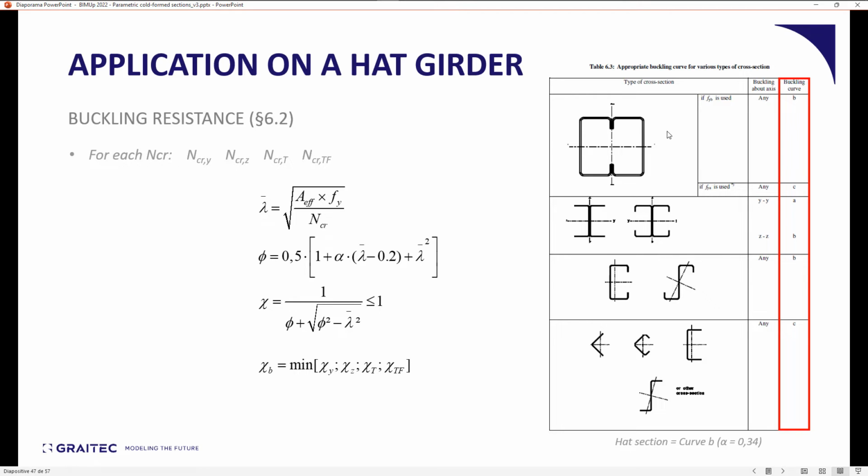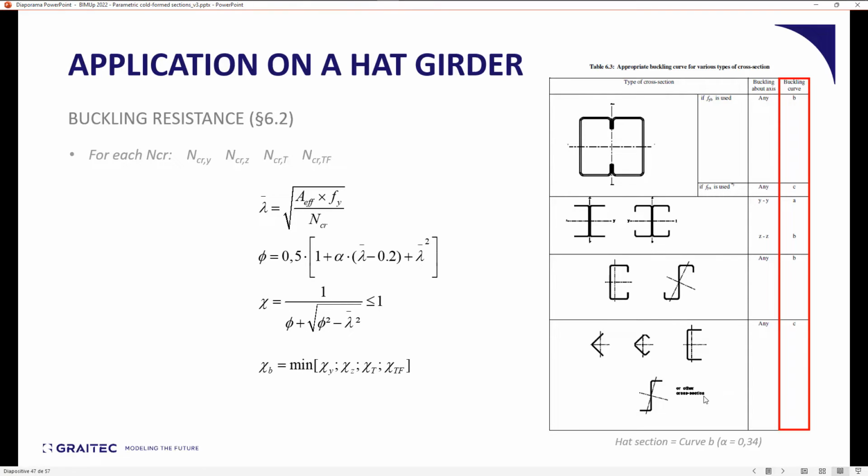But as you can see, the hat section is nowhere to be found in this table. We've got channels, Z sections, angles, but the hat section is not featured. So at first I thought we were supposed to go with curve C, as in other cross sections, but we asked around, and it turns out for a hat section you can go with curve B, which is better because the alpha parameter is in fact smaller. It's 0.34 instead of 0.49 for curve C.